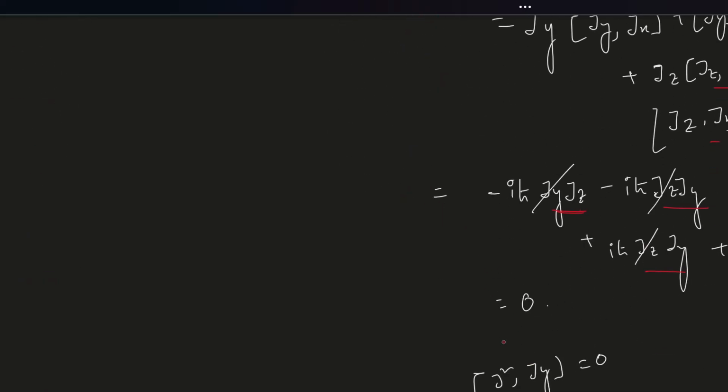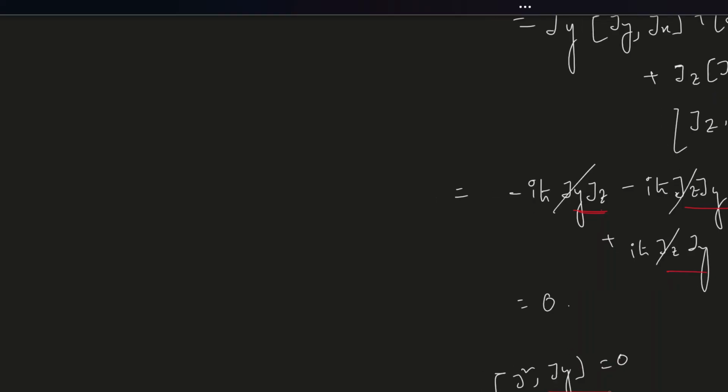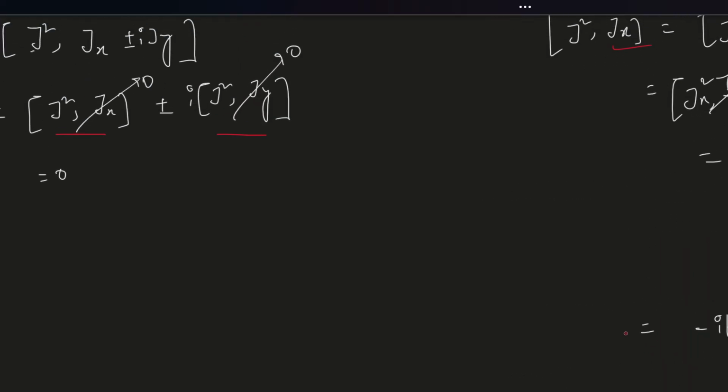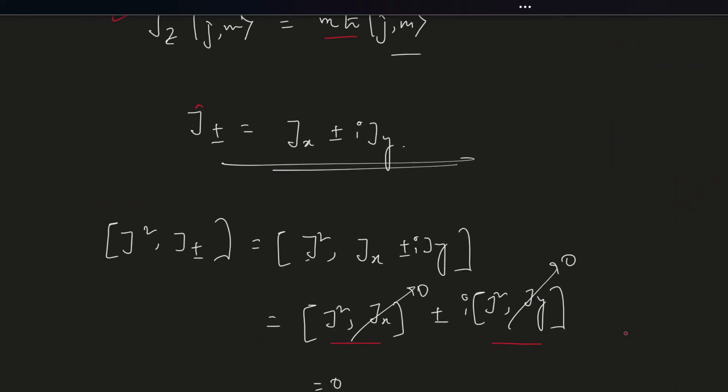A similar thing you can also prove for Jx square Jy, which is also 0. That I am not solving; for that you can check for yourself if you want to cross check. So that is the thing. If both of them are individually 0, then obviously the whole thing becomes 0.